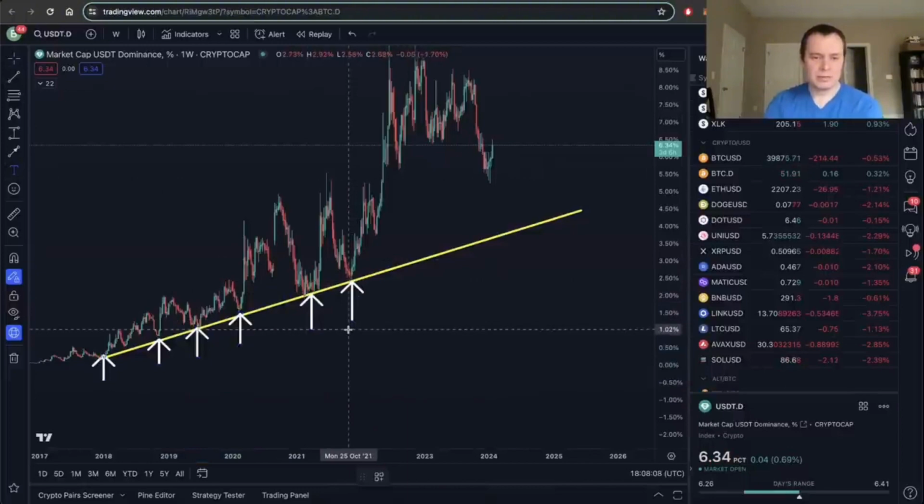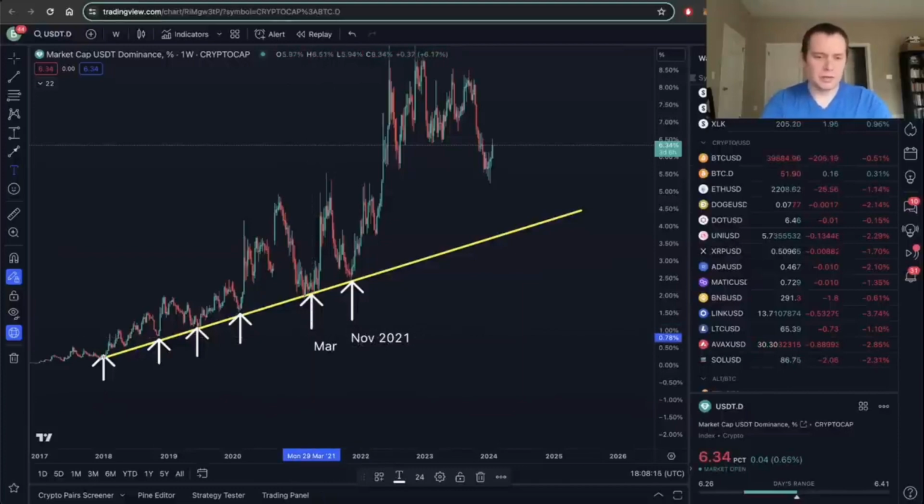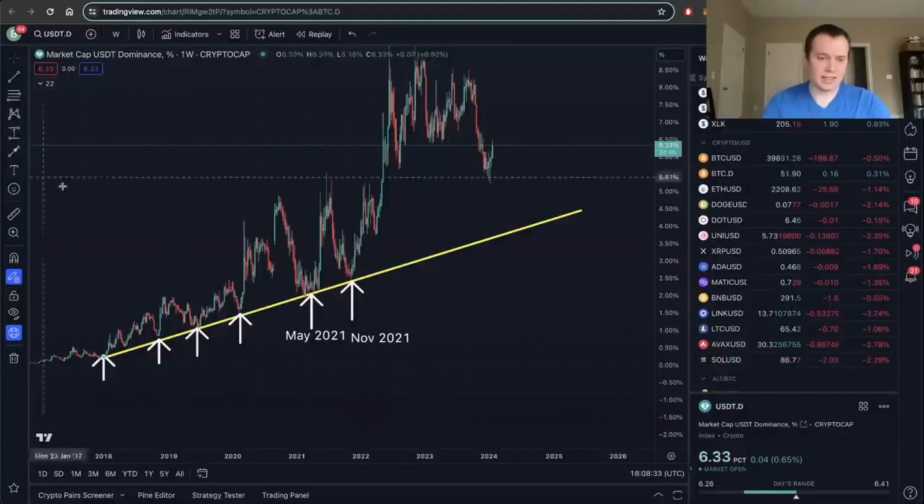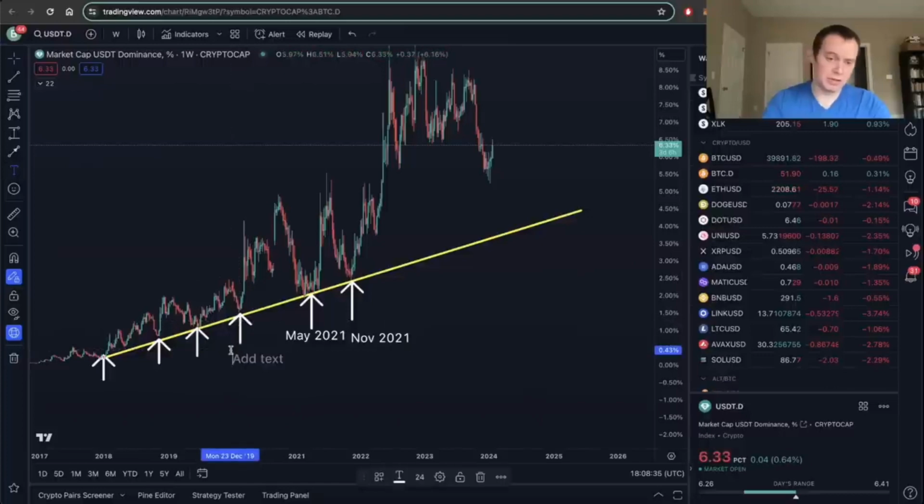What's this one? November of 2021. What is this one? March of 2021. It was basically February, March, and April of 2021, but it basically left the trend line in early May 2021, just before we had like a 50% drop in crypto. Okay, so those are the first two examples. What's the next example? February of 2020. February 2020 was right before the pandemic drop.